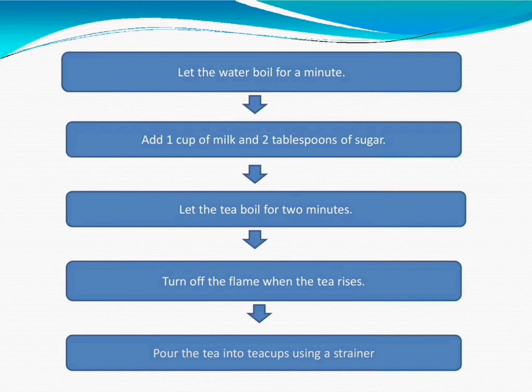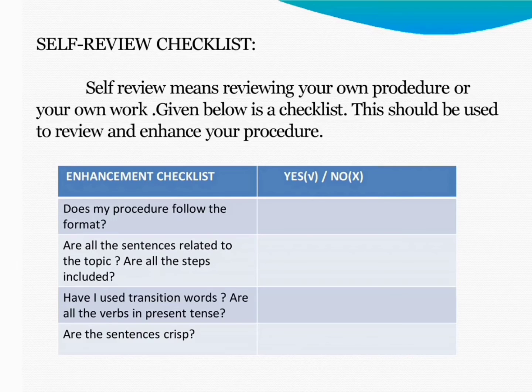To make 2 cups of tea. Okay. So next is checklist. Okay. So now you have completed procedural writing. So next, you need to check whether you wrote the procedures correctly. For that, you need to check that work using a checklist.